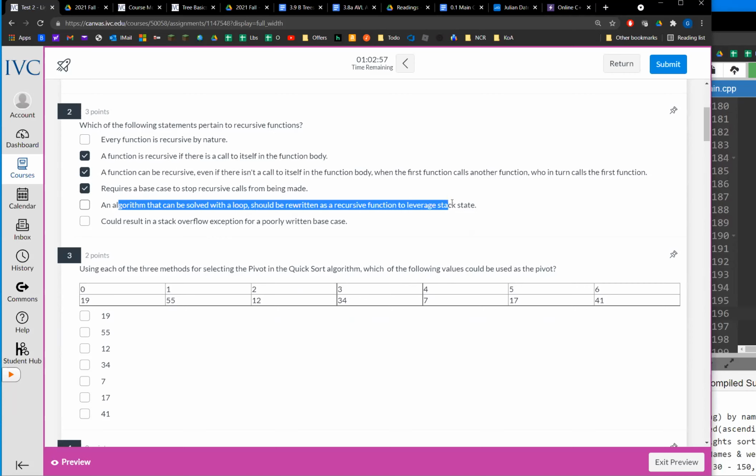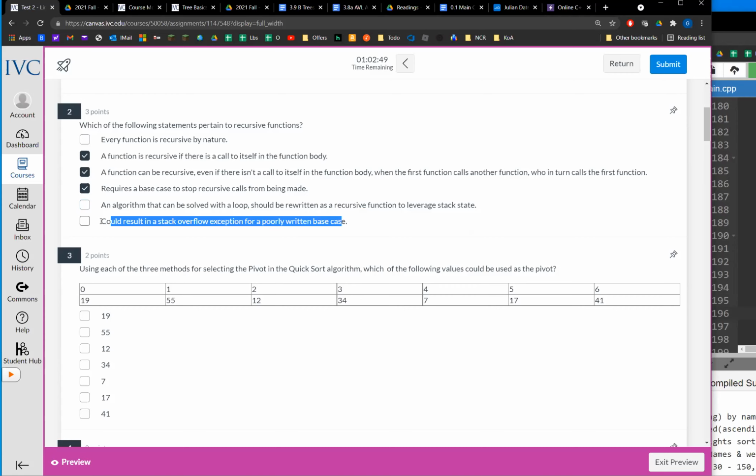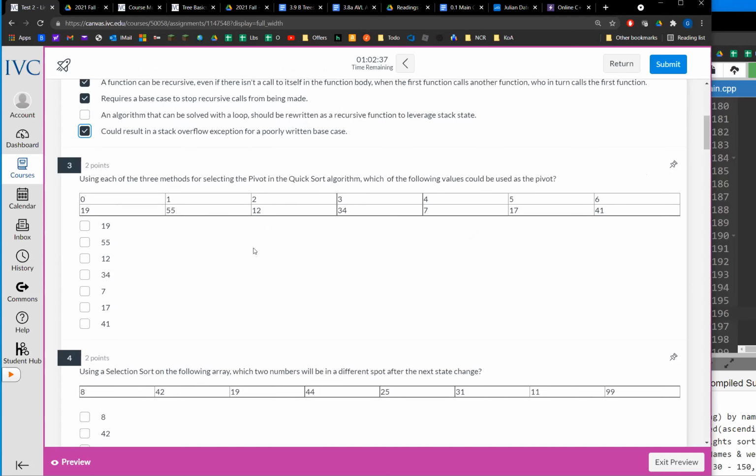This is the exact opposite: a recursive function that could be written as a loop should be written as a loop, not as recursion. And stack overflow: if we have a bad or poorly written base case, we don't actually get to the end, so we overflow the stack.